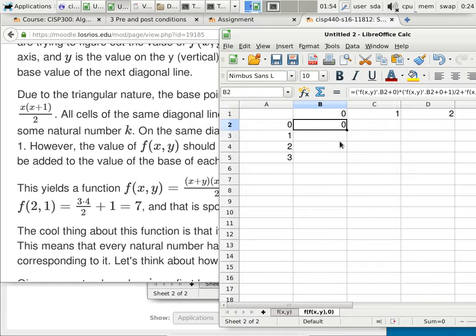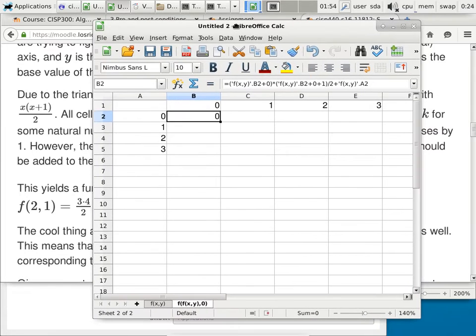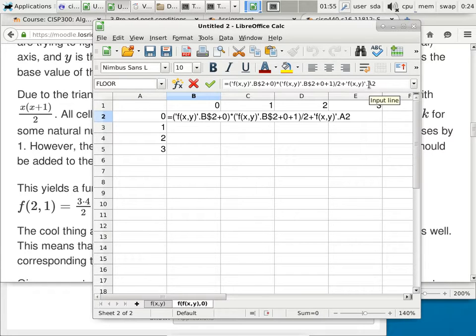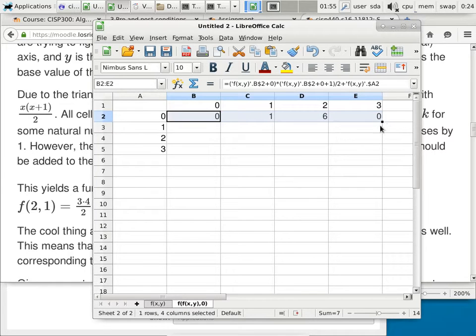Then we have to go back and fix a few things because we don't want some of the references to change when we move the cell. So the B has to be locked down by row, and the A has to be locked down by column. There we go. All right, let's see whether that works. Nope, I can see it's not working, because it's supposed to be an injective function. I cannot see two zeros. Okay.